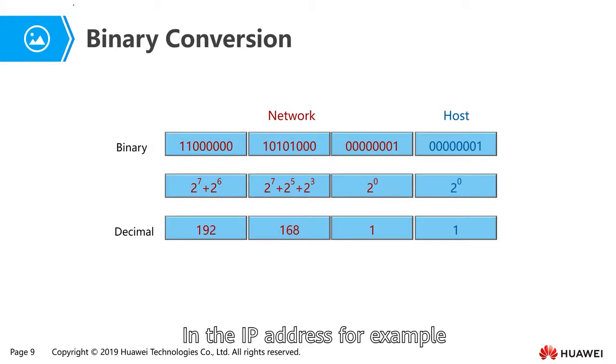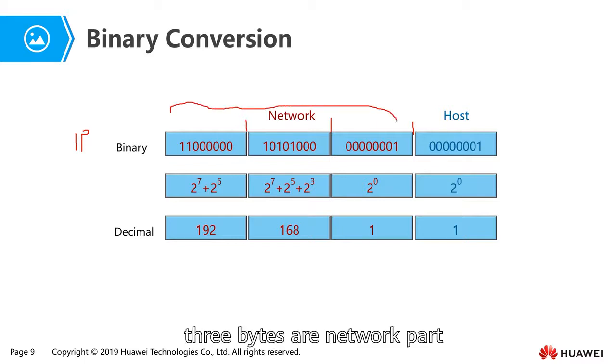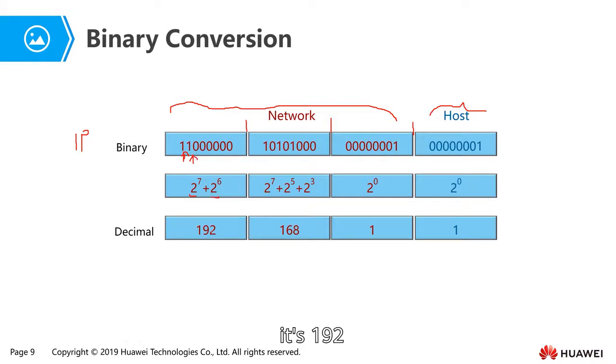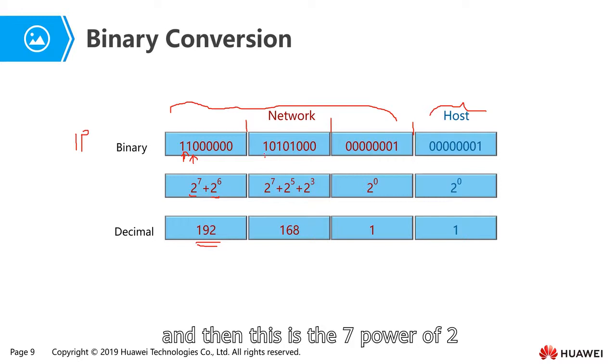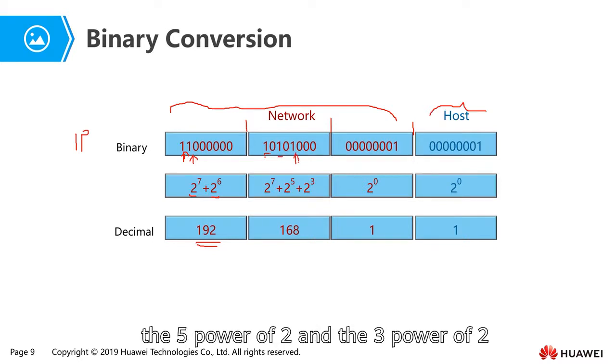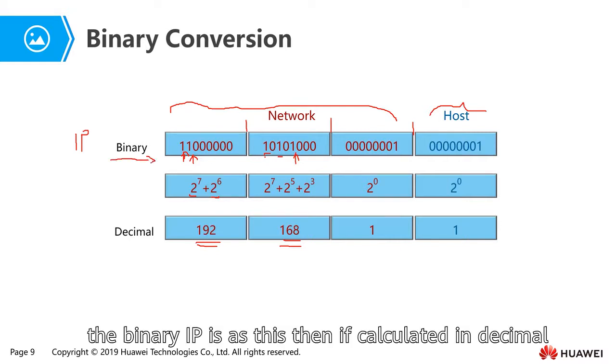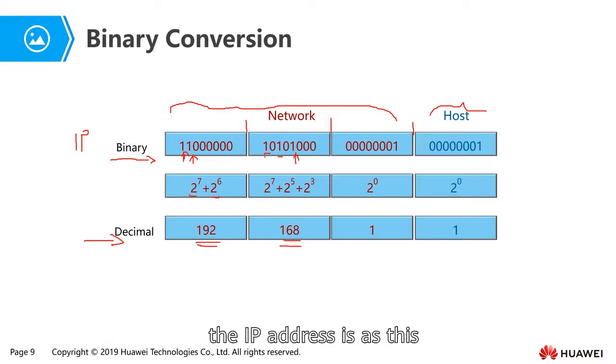And then in the IP address, for example, this is an IP address. The IP address has 4 bytes, and here the 3 bytes are the network part and 1 byte is the host part. How do we calculate this? We can see this is 2 to the power 7 plus 2 to the power 6, and we can calculate this is 192. And then this is 2 to the power 7, 2 to the power 5, and 2 to the power 3, and the result is 168. So the binary IP is as this, and the calculated decimal IP address is as this.